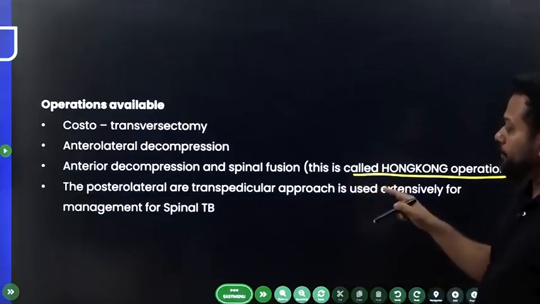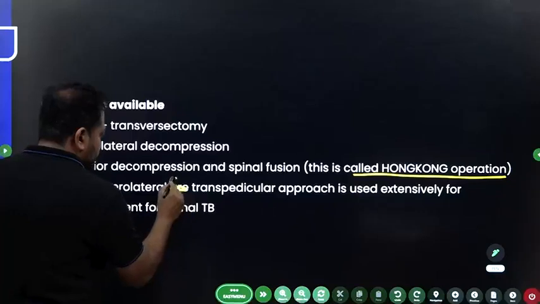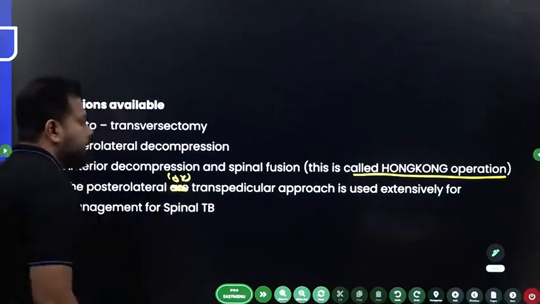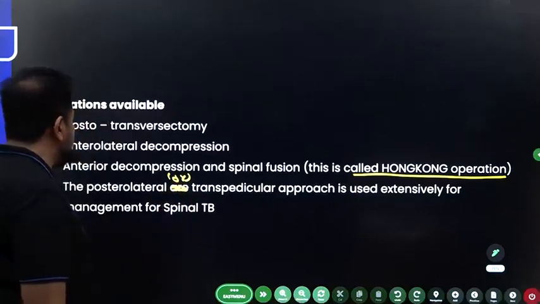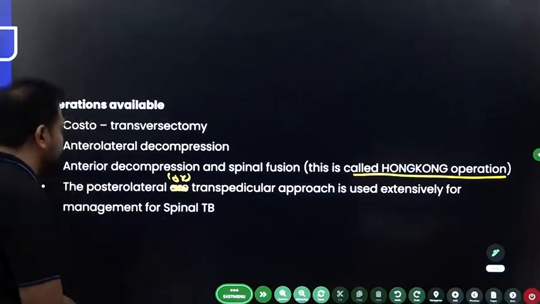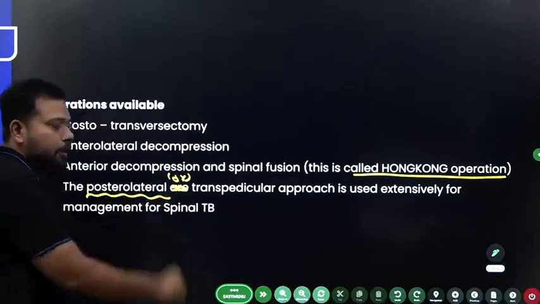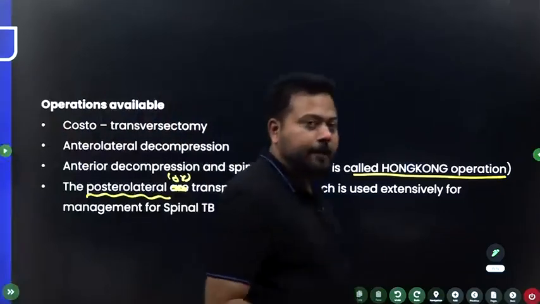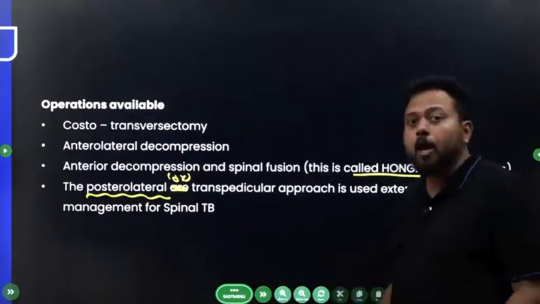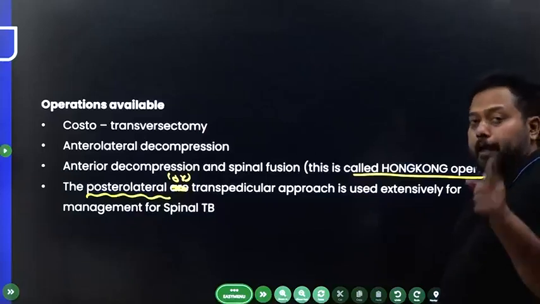Posterolateral, or transpedicular approach, is used extensively for management of spinal tuberculosis, because in a recent entrance MCQ they asked about the approach. Posterolateral approach is the commonly used approach, because anterior approach is there, posterior approach is there. Posterolateral is very commonly used for Caries spine.